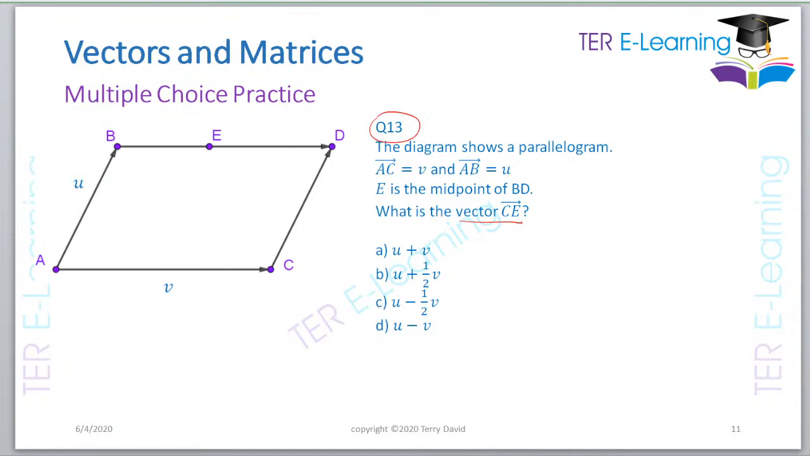So Emily is saying C, Del is saying B. Alright, I'll wait for some more answers before I work.